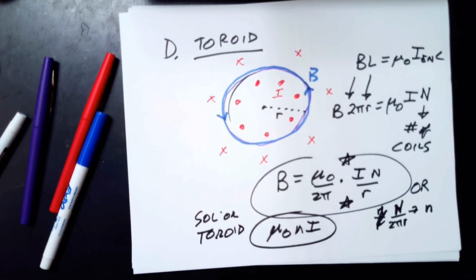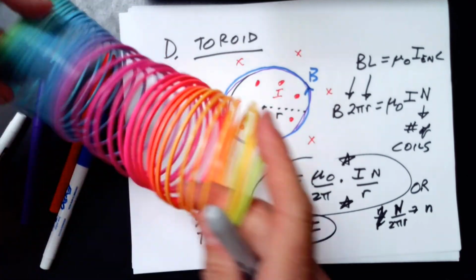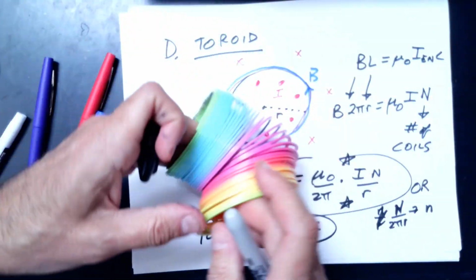Solenoid means like a pipe. I think toroid means like a couch. Like this idea, if you put it around like this, it's like a couch, but I might be wrong about that.